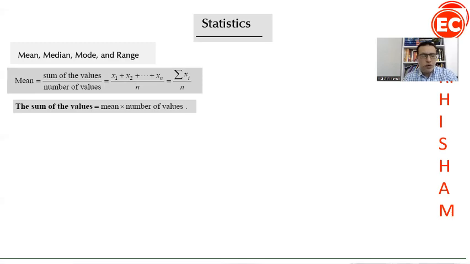I'm sure that all of you know that the mean is equal to the sum of the values divided by the number of the values. This is for the mean, okay? And if I want to find the sum of the values, and this is a very important rule, the sum of the values is equal to the mean multiplied by the number of the values. I'm going to explain this while we are solving the examples.